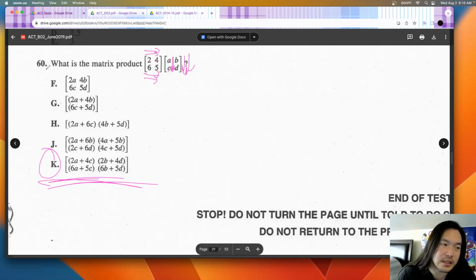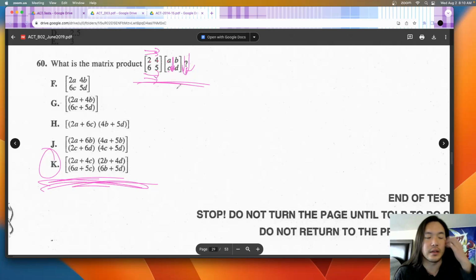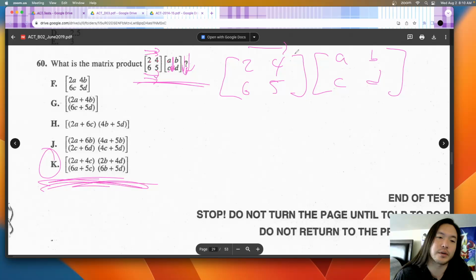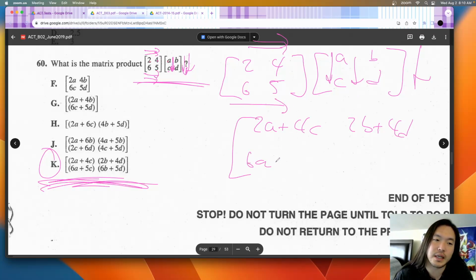Basically this question 60 is asking, do you know the definition of matrix multiplication or not? So here answer K is the definition of matrix multiplication, right? I think this is the perfect example. You just want to write this one down. You have 2, 4, 6, 5, and then you have A, B, C, D. So you go across, you go down. The first number is 2A plus 4C. Second number, you go across and then down, so you get 2B plus 4D. And then you go across this way and then down this way for 6A plus 5C. And then you go across this way and down this way and get 6B plus 5D.